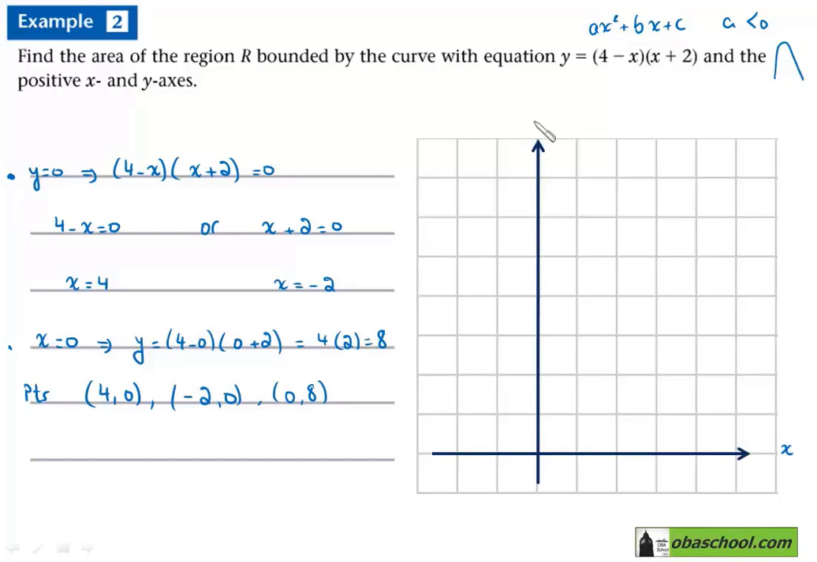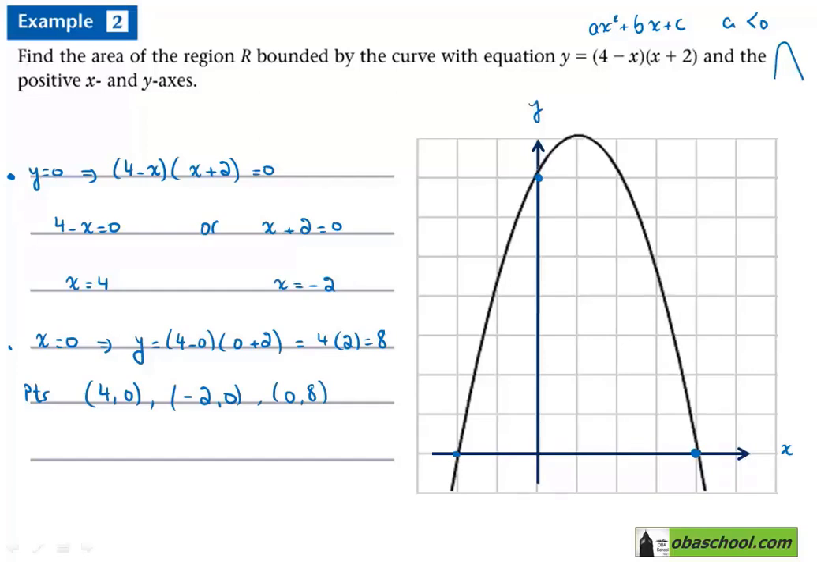Now we will assign the points. We have 4 and 0. 1, 2, 3, 4. This is 4. This point is 4, 0. Now for minus 2 and 0. And finally 0 and 8. Now we connect these points. This is the parabola. Okay, now we need to look at region R.